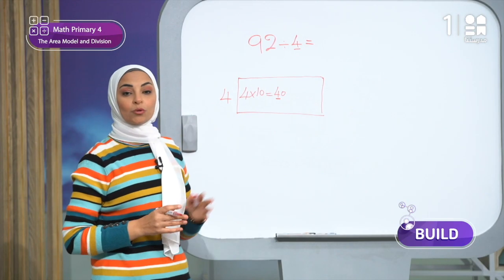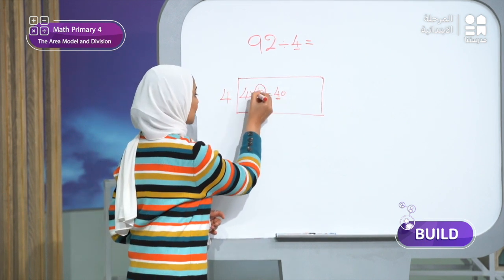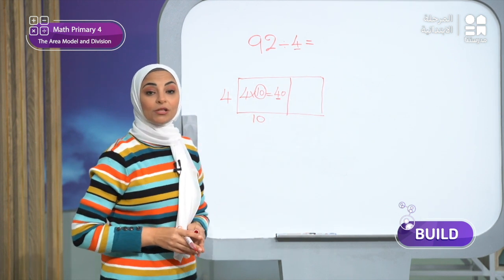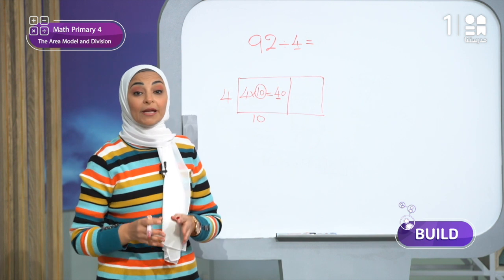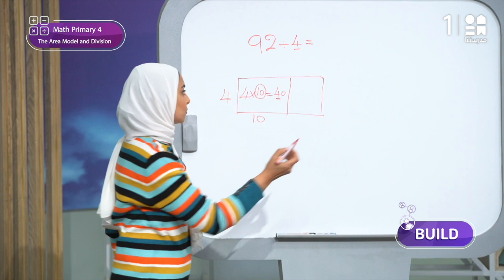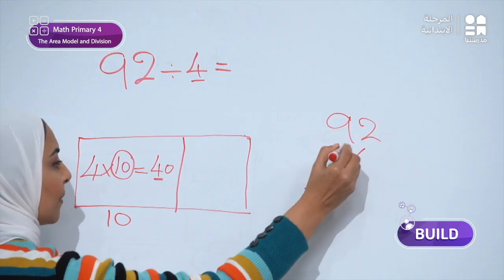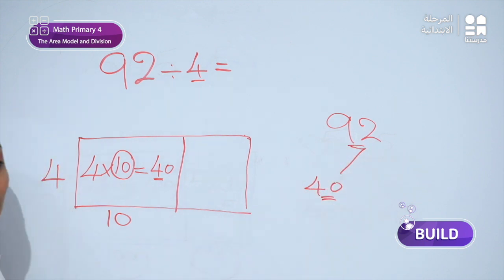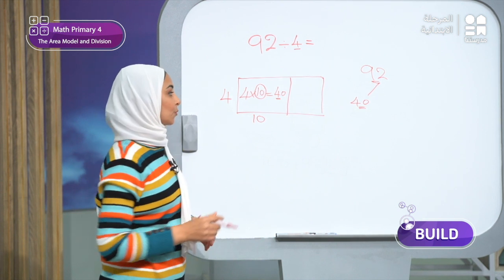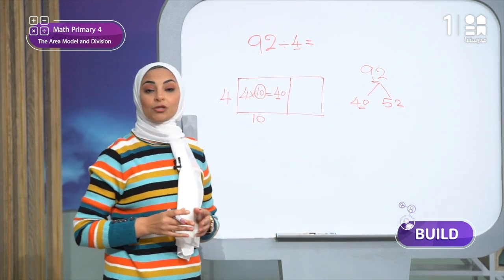Now, as we wrote here, 4 times 10 equals 40, we will write the 10 in this part and draw here my vertical line. Then, what should I do? Yes, we need to find the remainder, right? What will we do? We will subtract 40 from 92. I have the whole number 92 and here 40, so I will make 92 minus 40. Here 92 minus 40 gives me what? Yes, the remainder will be 52.